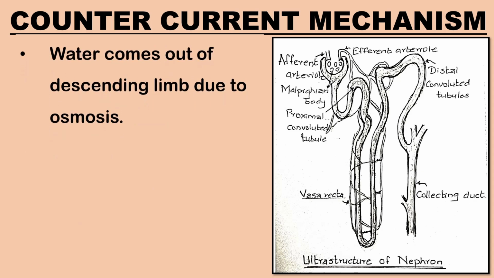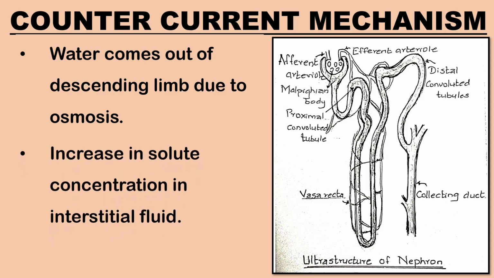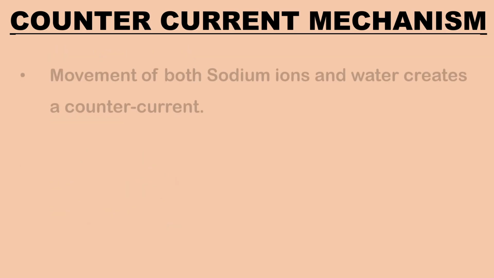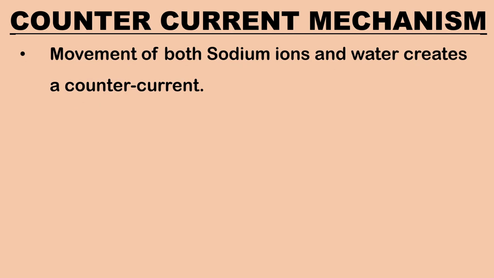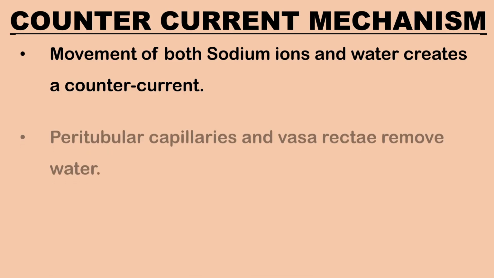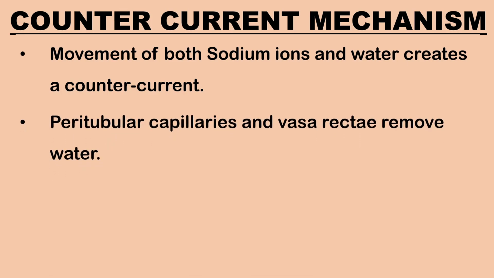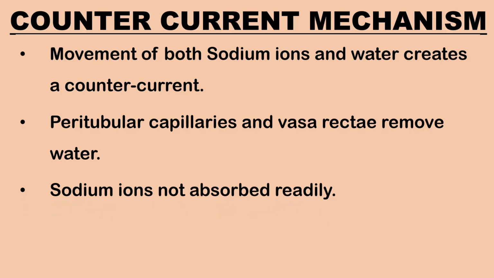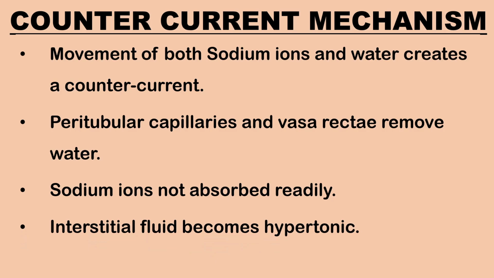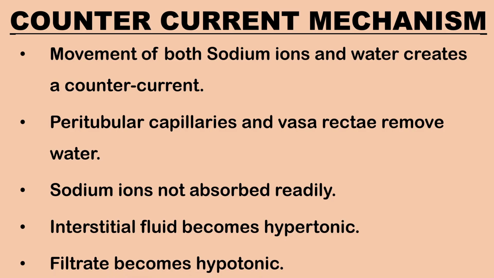Due to osmosis, water comes out of the descending limb. The concentration of solutes in the interstitial fluid increases. A countercurrent is created due to the movement of both water and sodium ions. The peritubular capillaries and vasa rectae remove water, but sodium ion is not absorbed readily. The interstitial fluid becomes hypertonic, while the filtrate becomes hypotonic.